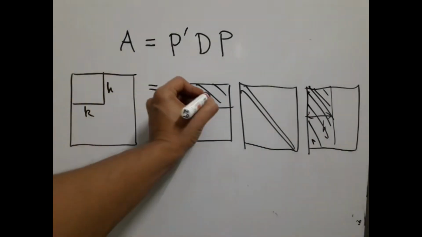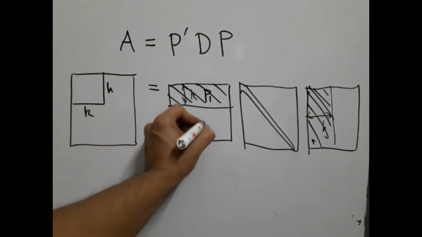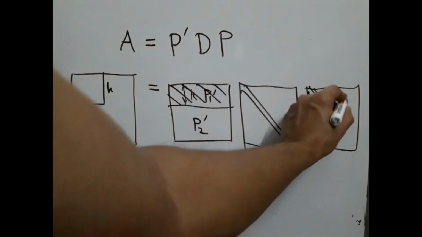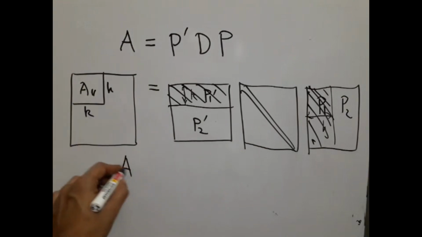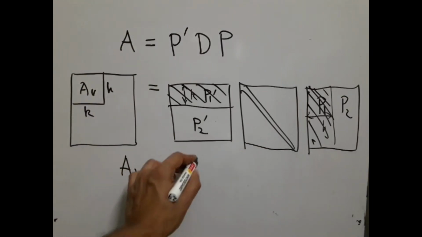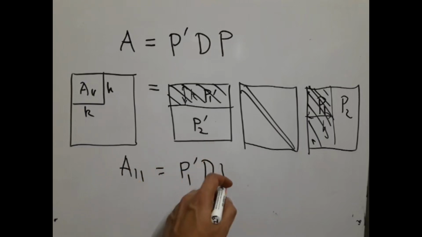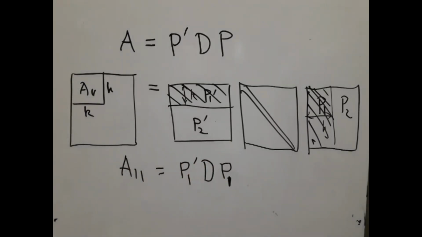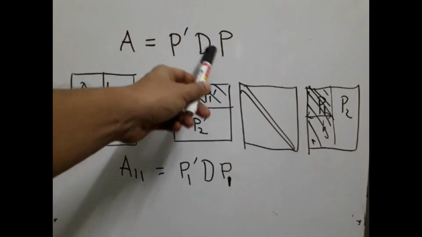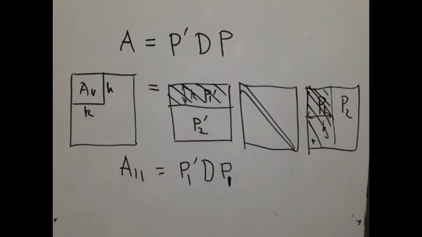So if I call this part P1 and this P2, well, put transposes, and this is P1 and this is P2, and this is, say, A11, then I can say A11 is P1 prime D, the entire D, times P1. Now this structure again quickly shows that if I have the diagonal entries of D all non-negative, in that case this again must have that property, namely it must be non-negative.